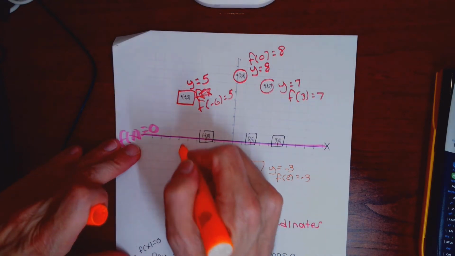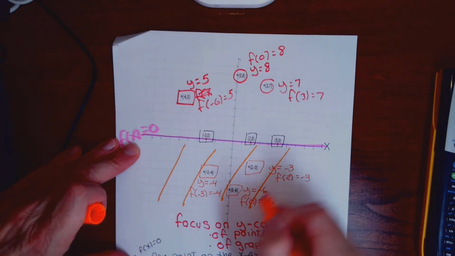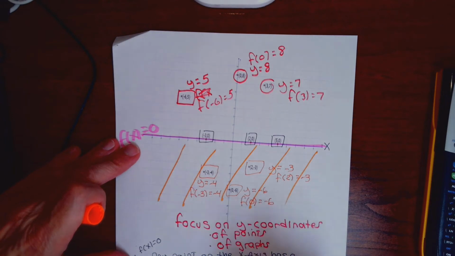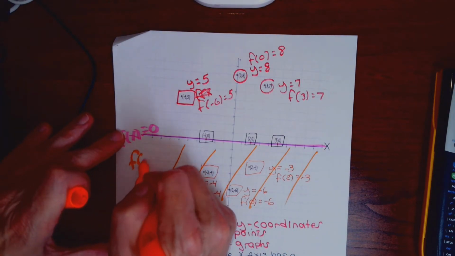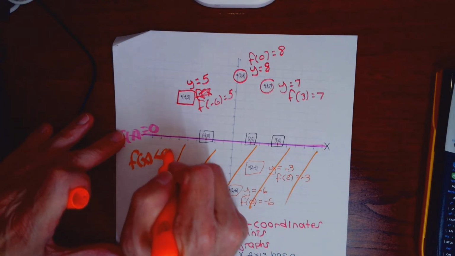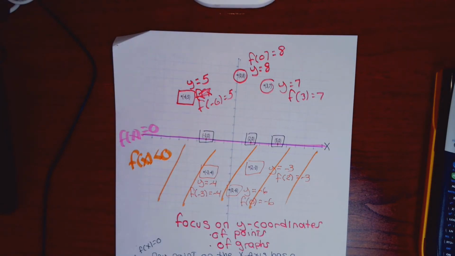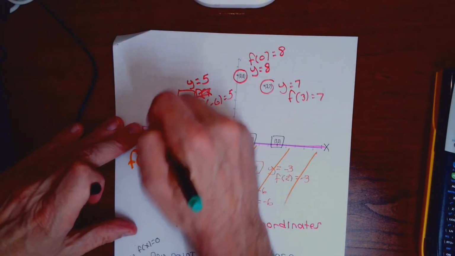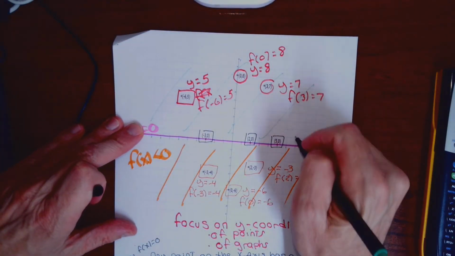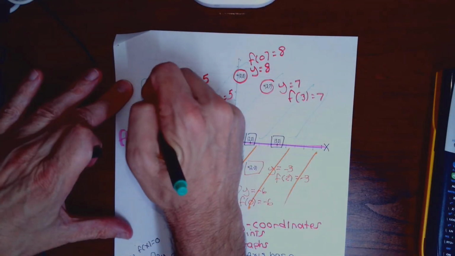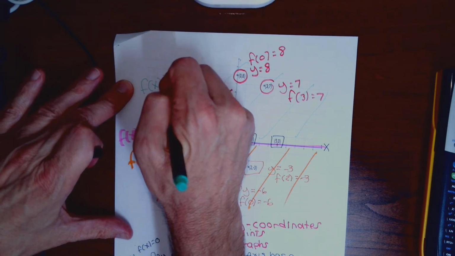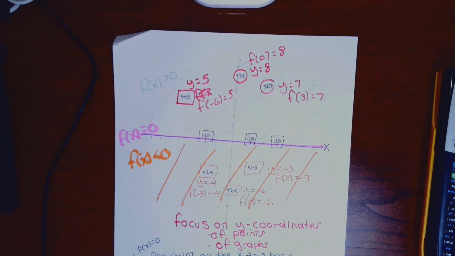Any point beneath the x-axis, not including the x-axis, I'm going to say f of x is less than 0. And any point above the x-axis, not including the x-axis, I'm going to say f of x is greater than 0.